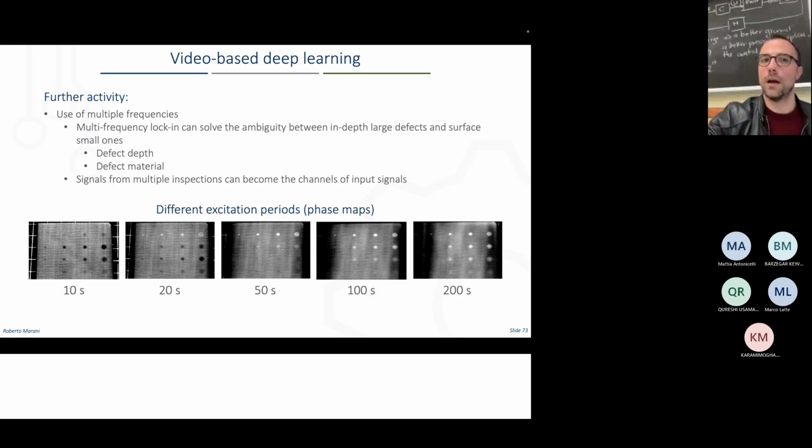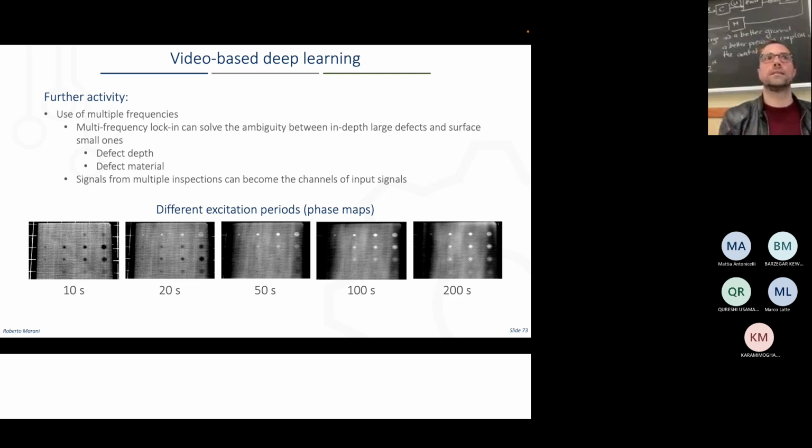Now, a further activity: using multi-frequency. We can work, for example, with lock-in thermography. When you work with lock-in thermography, you should select your period of excitation, your frequency. If I use a long period, maybe I can go deeper in the material. If I use shorter periods, I can't go so deep in the material. It's an analogy with step-heating thermography. If I compare the results of the investigation with different periods, I have another degree of freedom that can help me in making the classification of the defects.